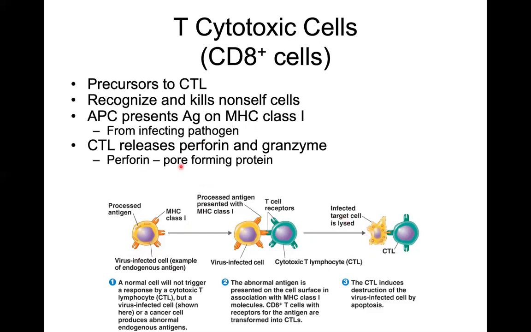So the perforin acts as a molecule that will form pores within the cell, and granzyme is a protease that induces apoptosis. So recall that apoptosis is programmed cell death. And so this original cell that you see here had been infected. It can't be fixed. And so for the good of all the other cells, this cell is going to be scheduled for destruction.